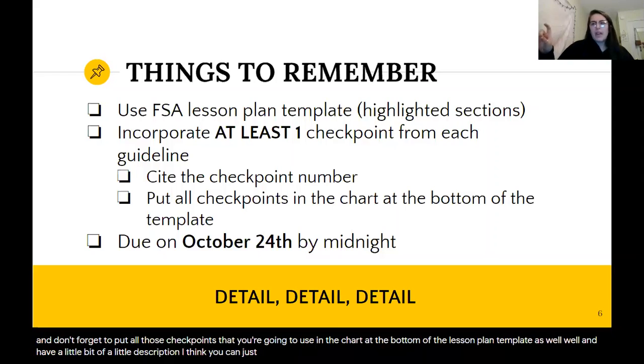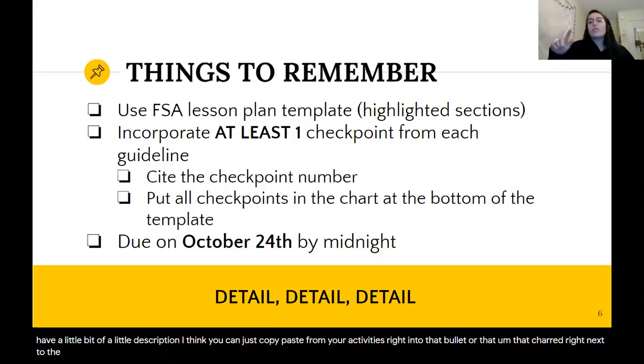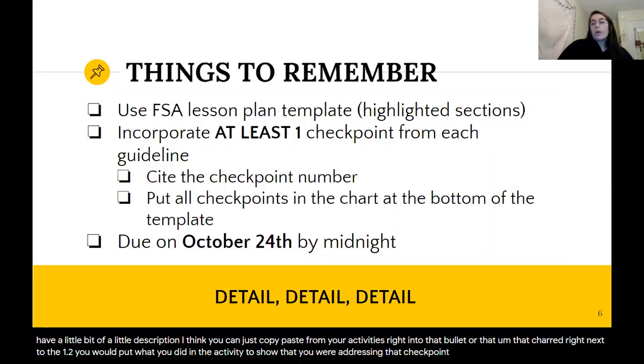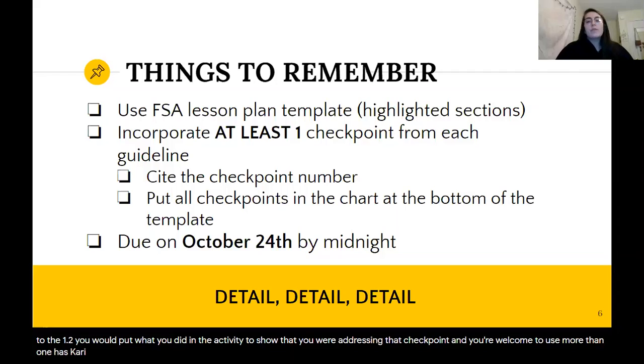I think you can just copy paste from your activities right into that bullet or that chart. Right next to the 1.2, you would put what you did in the activity to show that you were addressing that checkpoint. And you're welcome to use more than one, as Carrie said, but just make sure you have one. And the due date is October 24th by midnight.